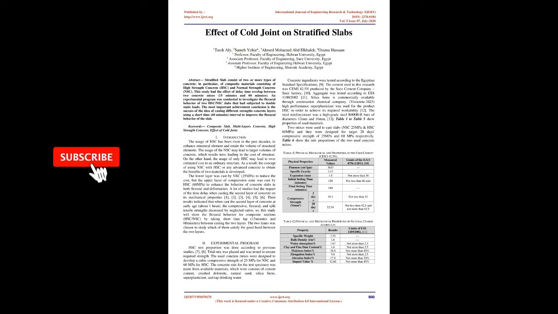Effect of cold joint on stratified slabs. Abstract: A stratified slab consists of two or more types of concrete, in particular, composite materials consisting of high-strength concrete, HSC, and normal-strength concrete, NSC. This study examined the effect of delay time overlap between two concrete mixes, 15 minutes and 60 minutes.